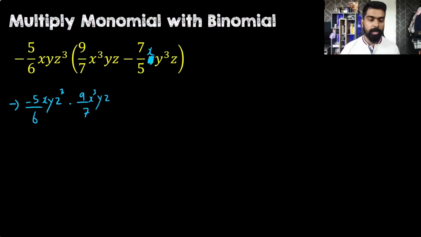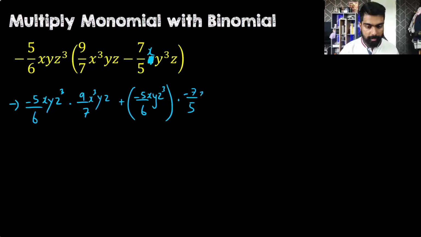Now what we're going to do next is take the first term in front of the bracket and multiply it with the second term inside the bracket. So what would we have? Let me put a plus here because it doesn't change the sign. Negative 5 over 6 x y z cube multiplied with negative 7 over 5 x y cube z. Alright guys, x y cube z.